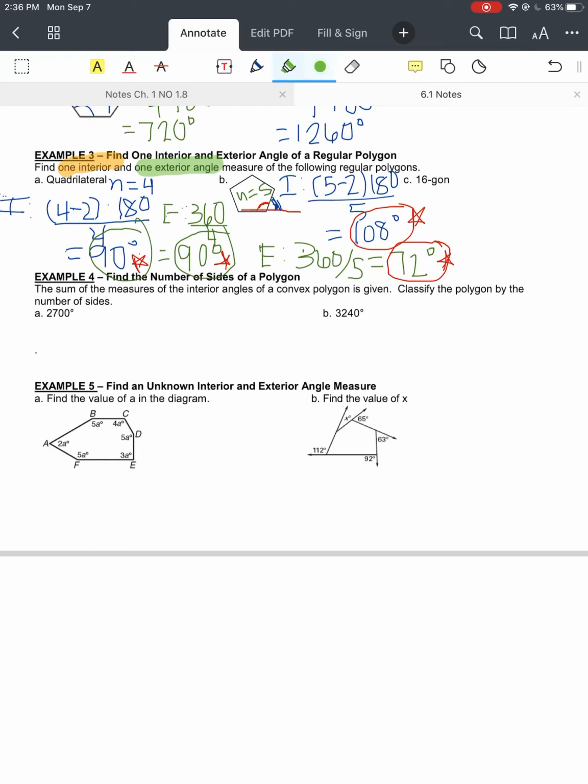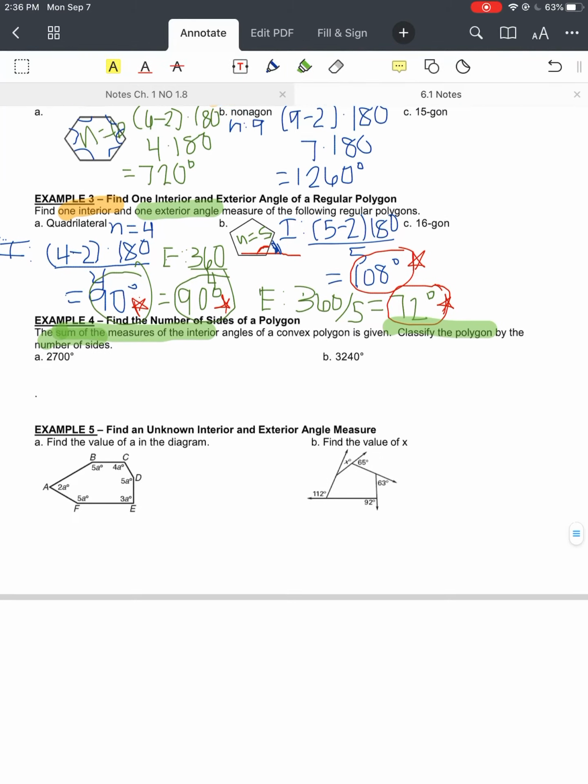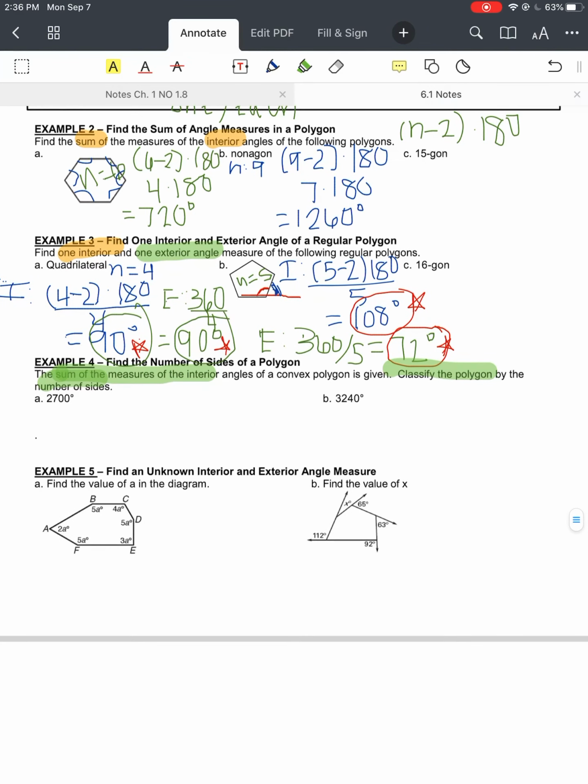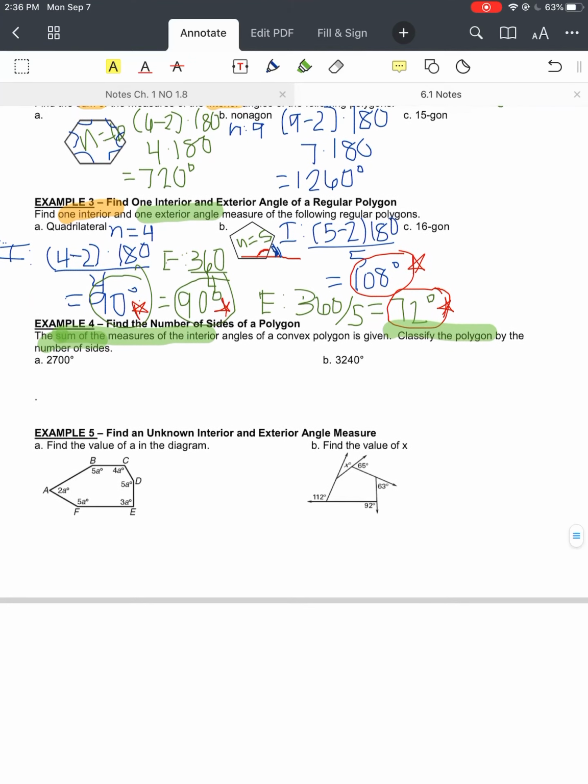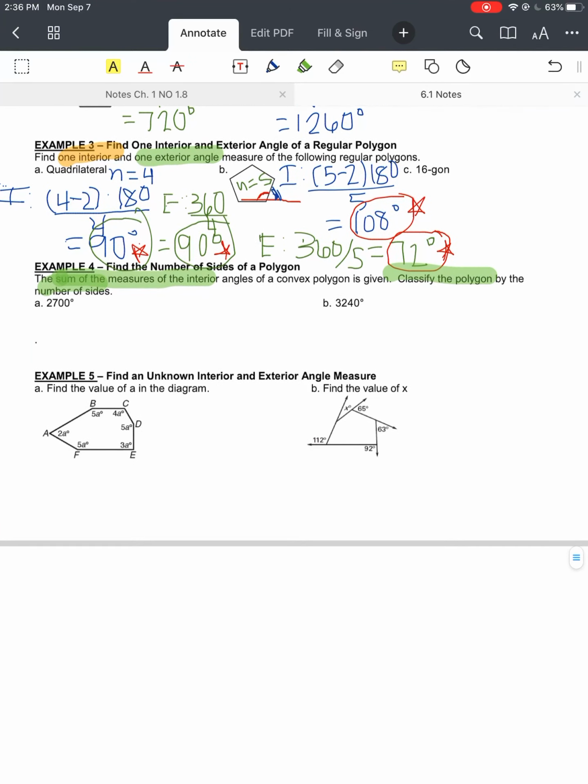Example 4 asks us to find, given the sum of the measures of the interior angles, classify the polygon by the number of sides. So it's the exact opposite of what we did in example 2. Instead of them telling us the number of sides and us finding the sum, they're giving us the sum and we're asked to find the number of sides. So we're going to apply the formula in reverse.